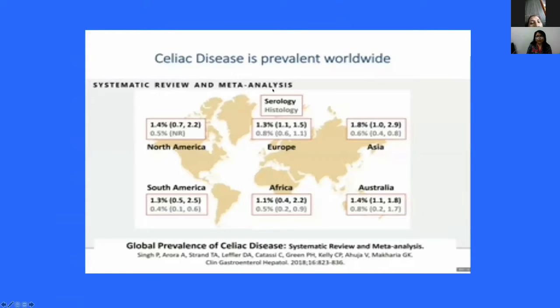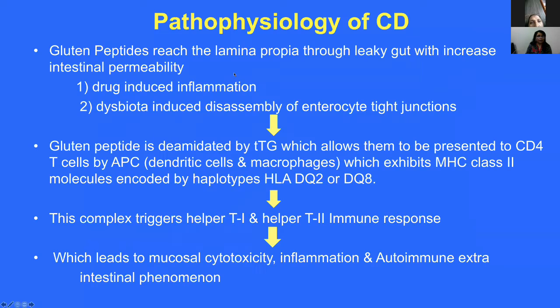Prevalence all over the world is there. You can see from Asia, Europe, North America, even South America. Almost all over the world this is distributed, and the figure is around 1% all over the world.